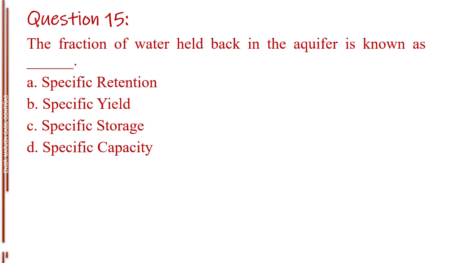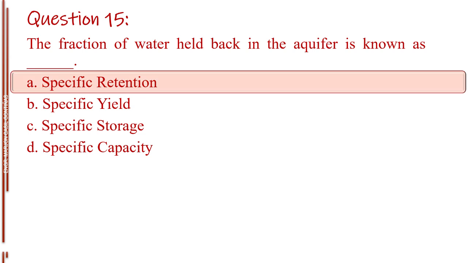Question number 15. The fraction of water held back in the aquifer is known as blank. Letter A, specific retention. Letter B, specific yield. Letter C, specific storage. Letter D, specific capacity. The answer is letter A, specific retention.